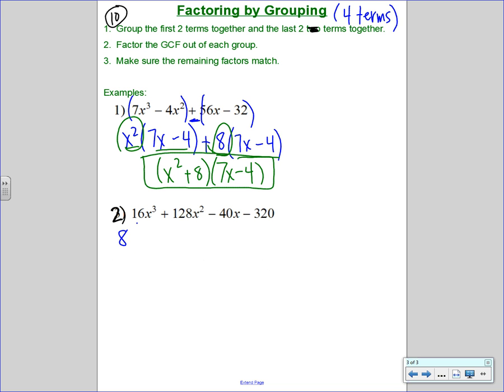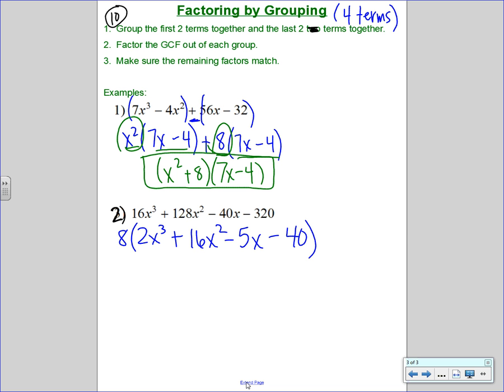So if we factor an 8 out, then we'll have 2x cubed plus, what's that going to be, 16, I think? 16x squared minus 5x minus 40. Okay, so we factored an 8 out of everything. Now we're dealing with just smaller numbers.